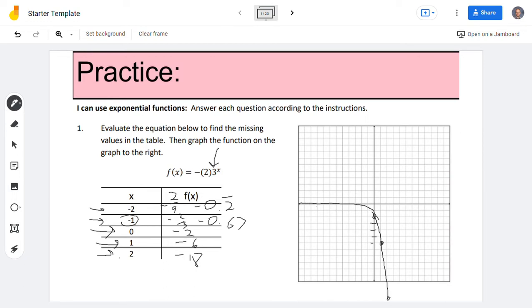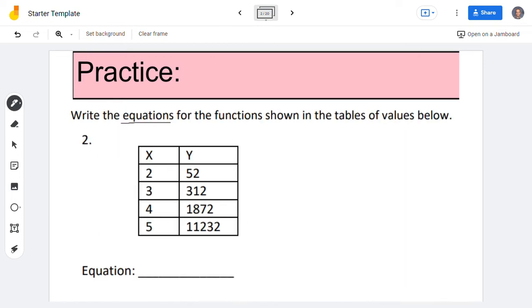All right, for question number 2, it gives us a table of values, but does not give us an equation. Our task is to write the equation for this. So we are going to use that table of values to find the pattern. In this case, we are multiplying by 6 for each of these steps. So that tells us that this is an exponential function. That means we can use y equals a times b to the power of x. In class we learned that a was our y-intercept and b was our multiple.